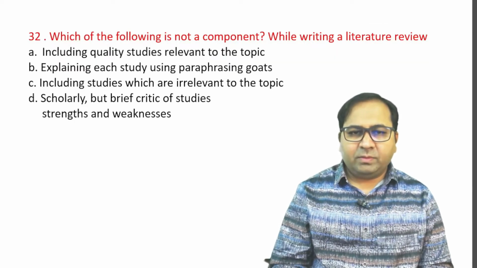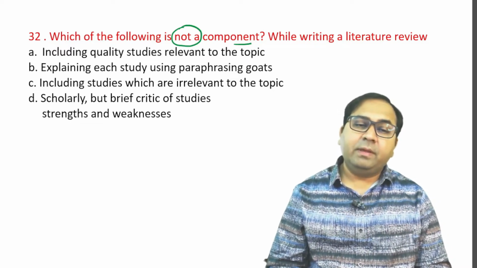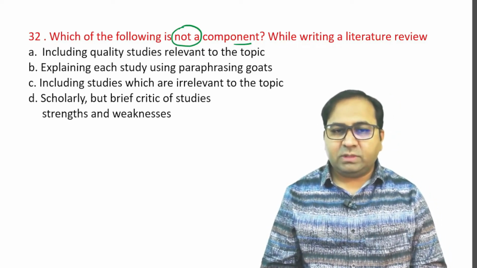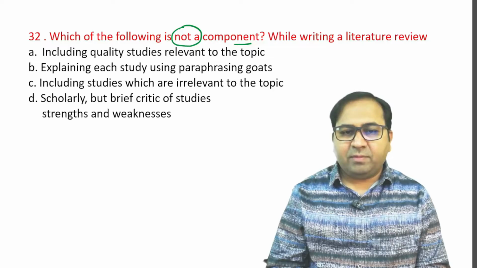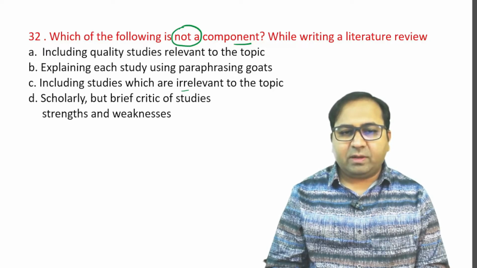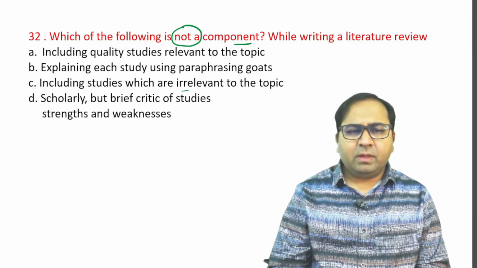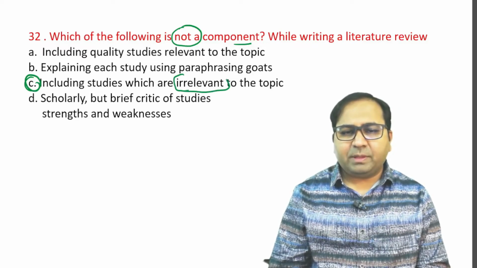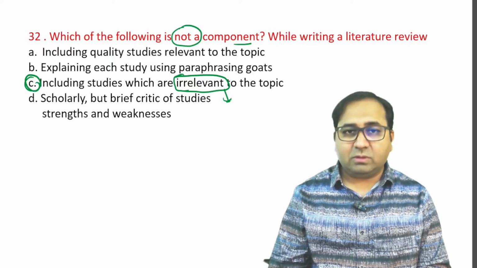Next question. Which of the following is not a component while writing a literature review? Options are A. Including the quality studies relevant to the topic. B. Explaining each study using paraphrasing quotes, actually it is the quotes. C. Including the studies which are irrelevant to the topic. Or D. Scholarly but brief critique of studies' strengths and weaknesses. So which is not a component while writing a literature review? Option C is not a component, that is, including studies which are irrelevant to the topic, because we want to include studies which are relevant to the topic. Okay, so this is the answer for this question. Please remember the question and also the answer and all the options also.